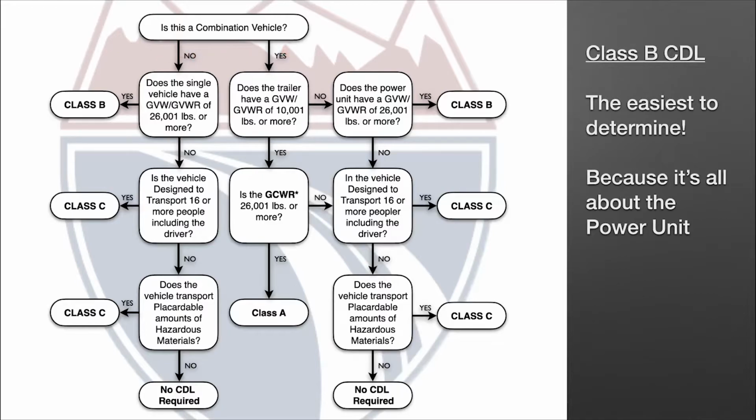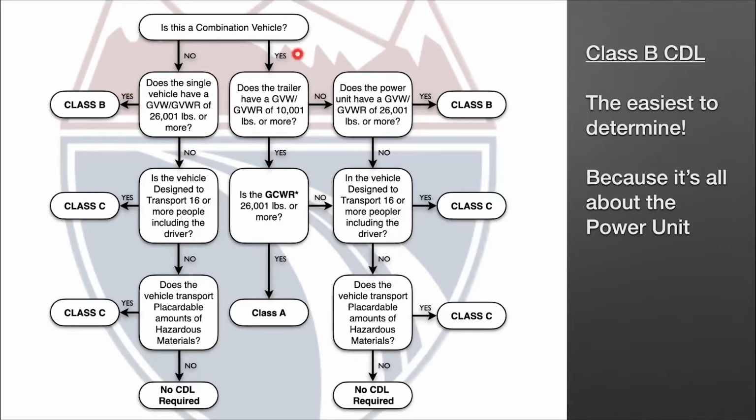Usually we're going to say no, it's just a heavy straight truck, which will drop right down here, and we answer this first question, which talks about the single unit having a gross vehicle weight rating or gross vehicle weight over 26,000 pounds or more. That lands us into Class B CDL.